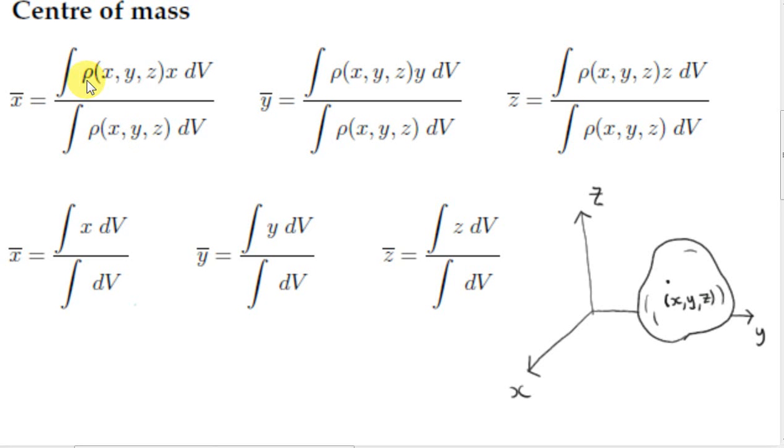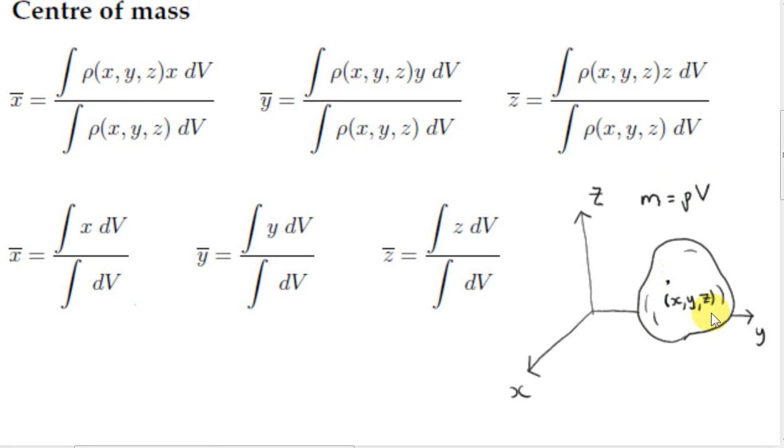The Greek letter rho is used to denote the density of an object at a particular point. So rho at x, y, z is the density of the object at the point x, y, z. Now the average density of an object is mass divided by volume. In other words, the mass is the average density of the object multiplied by its volume.